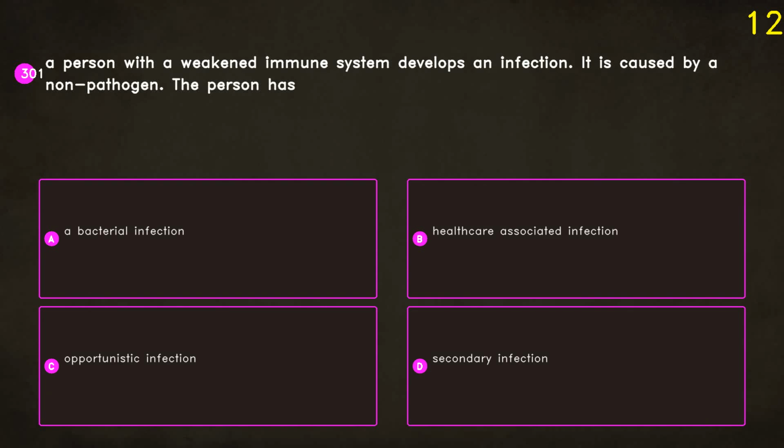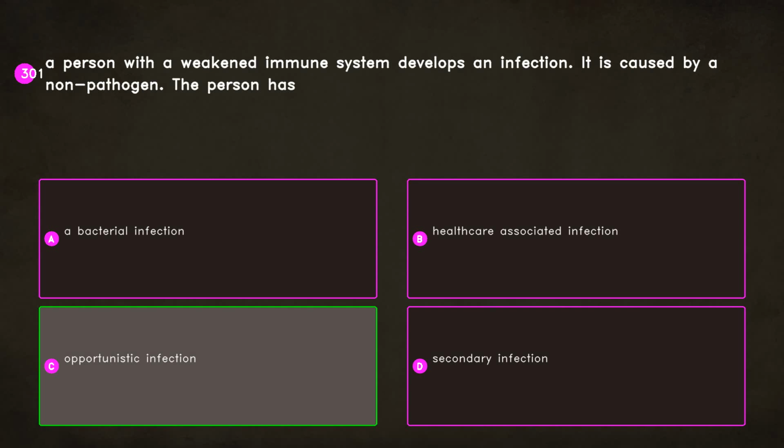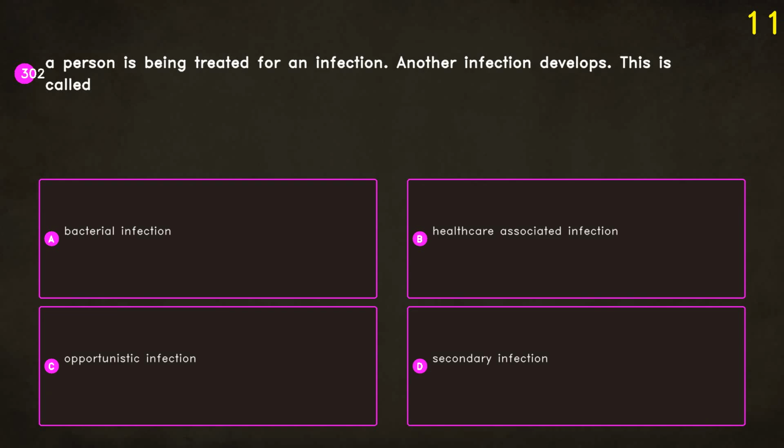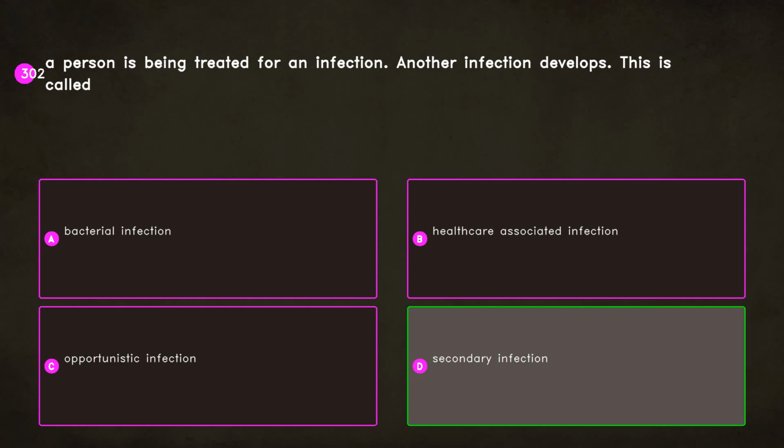Question 301. A person with a weakened immune system develops an infection. It is caused by a non-pathogen. The person has A. Bacterial infection, B. Healthcare-associated infection, C. Opportunistic infection, D. Secondary infection. The correct answer is opportunistic infection. Question 302. A person is being treated for an infection. Another infection develops. This is called A. Bacterial infection, B. Healthcare-associated infection, C. Opportunistic infection, D. Secondary infection. The correct answer is secondary infection.